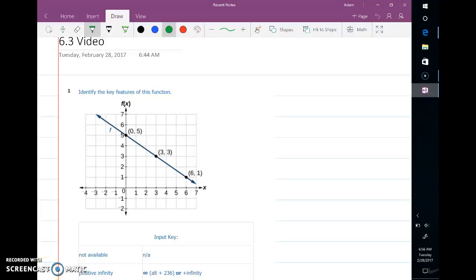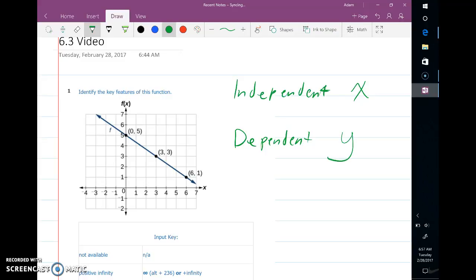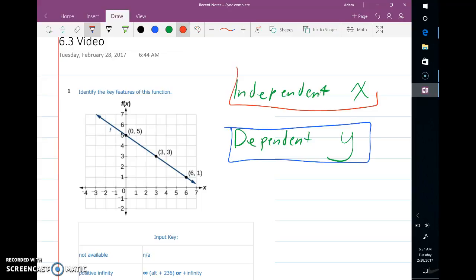In the last video, you talked a lot about independent and dependent variables. And as a part of that, you realized that independent variables are on the x-axis and dependent variables are on the y-axis. So today, we're going to talk about domain and range, where domain represents x variables. So domain is going to be independent, and range is going to be dependent.